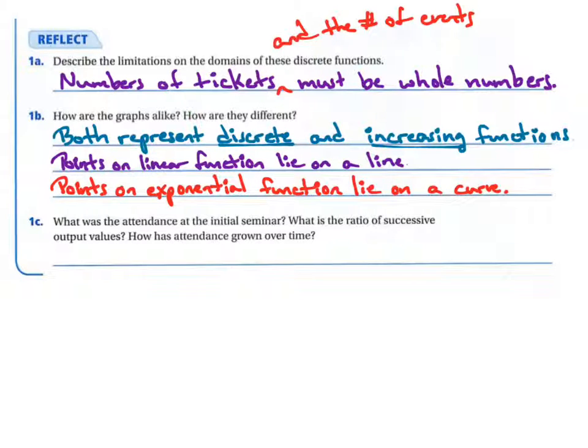Okay. What was the attendance at the initial seminar? 3 people. And then how did that change over time? Well, it doubled each time. The ratio was 2 to 1. 2 people came the next time for every 1 that was there the previous time. So what happened? The attendance doubled each year.